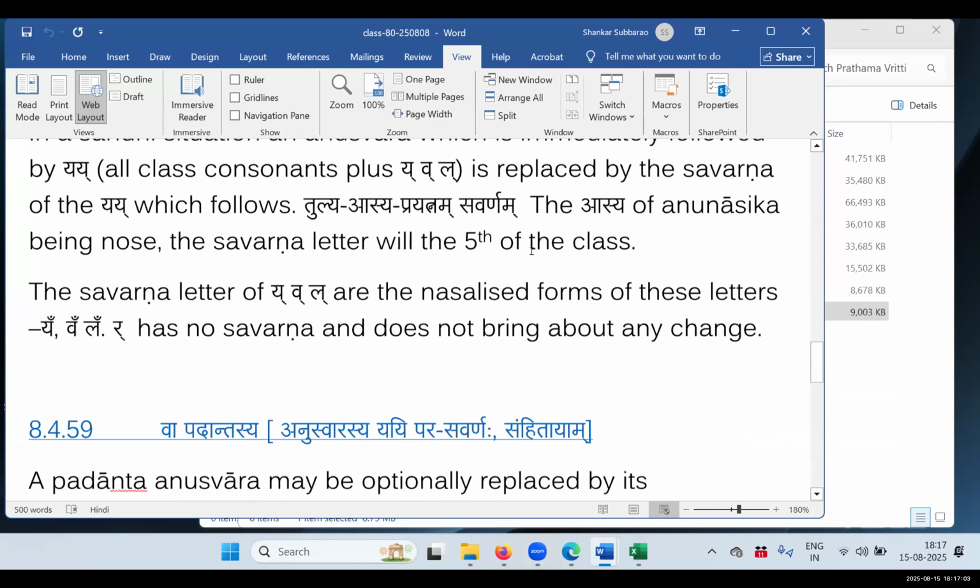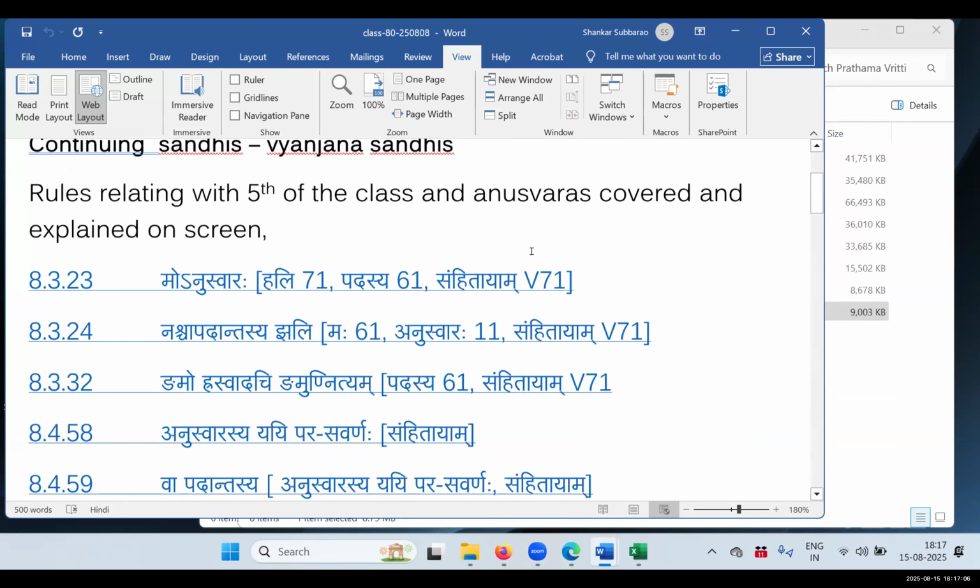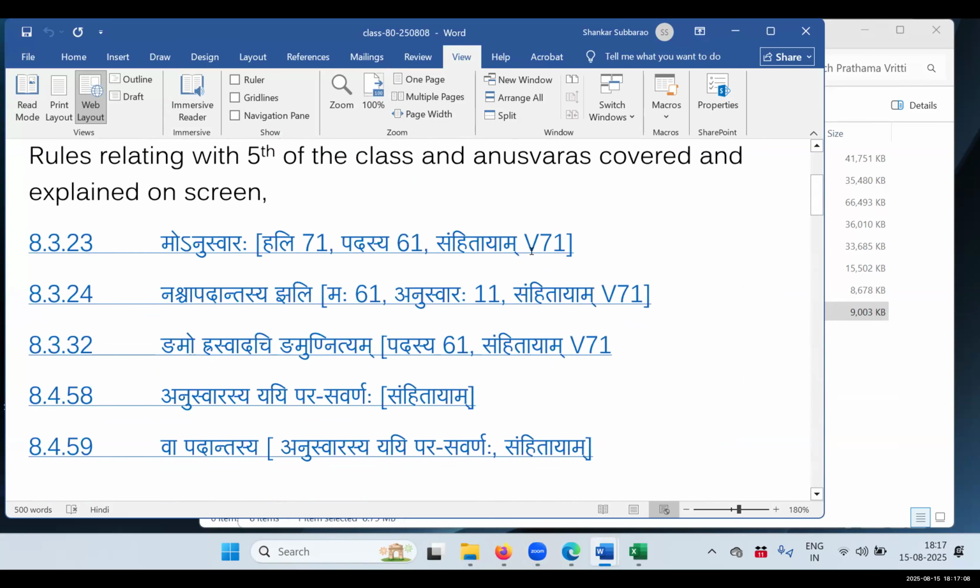So last time, what did we look at? The rules we looked at were related to anuswaras. First rule is what? Mo'nuswaraha. A padanta makara, that is, padasya becomes padantasya, tadanta vidhi. A padanta makara, when followed by a consonant, hal, is replaced by an anuswara. What's an anuswara? It's a nasalization alone, and it's always associated with a vowel.